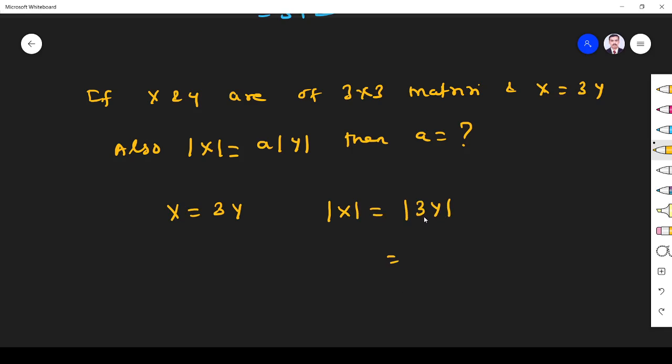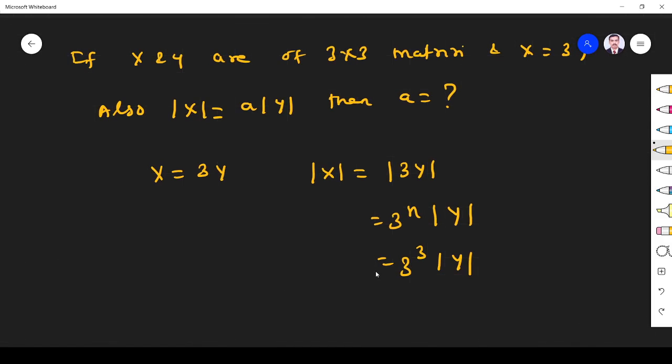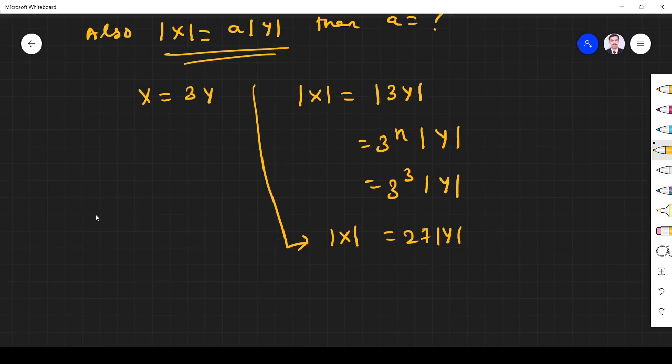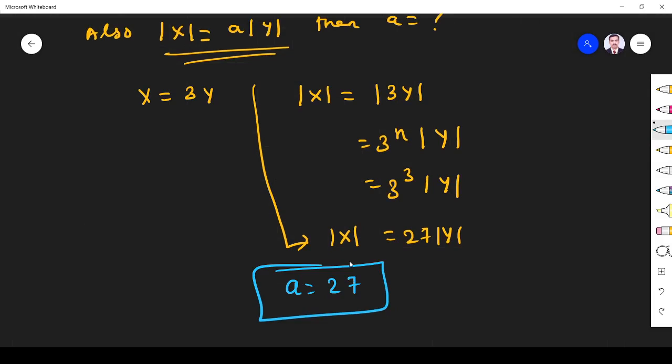I told already, if you take a constant outside, it will become 3 power n times determinant Y, where n is the size of the matrix. So here it is 3, so 3 power 3, it will become 27 times determinant Y. What is that? Determinant X. X is equal to A times determinant Y, so compare these two equations. Comparing these two equations, what we get? A is equal to 27. Simple. So in this way we can solve problems like this.